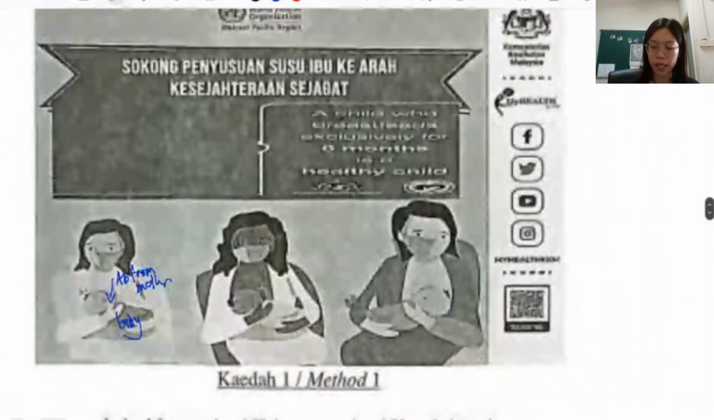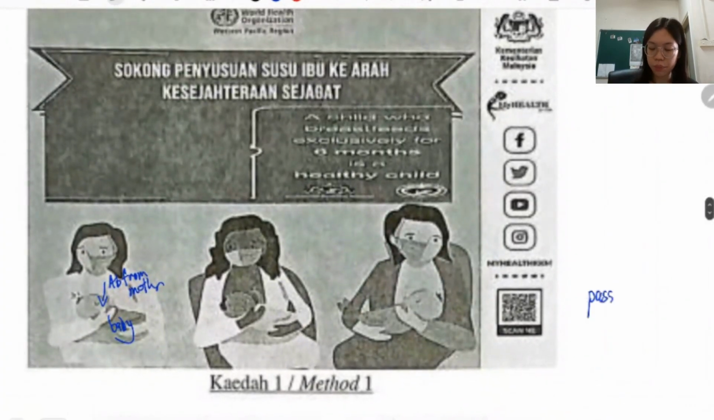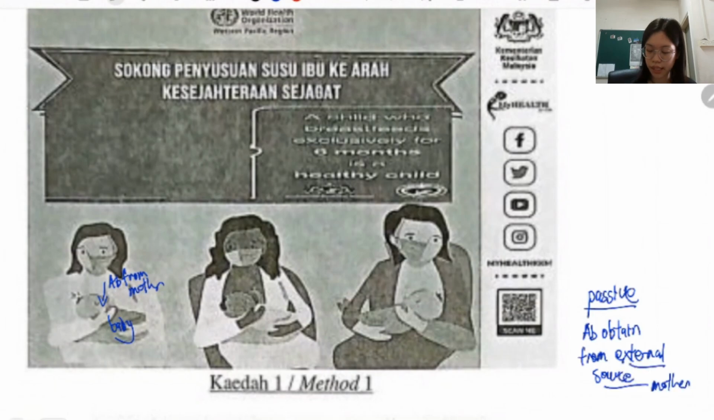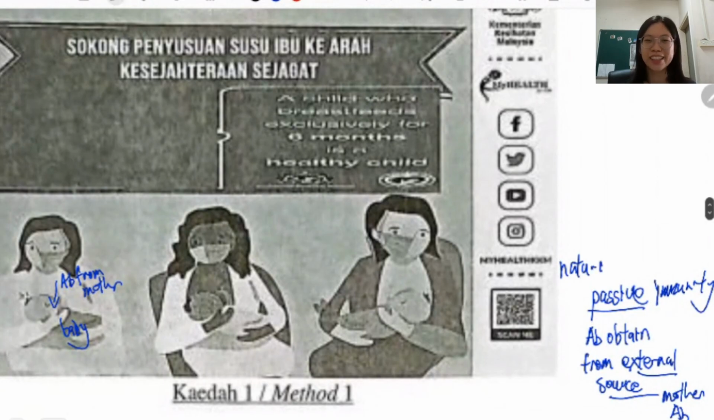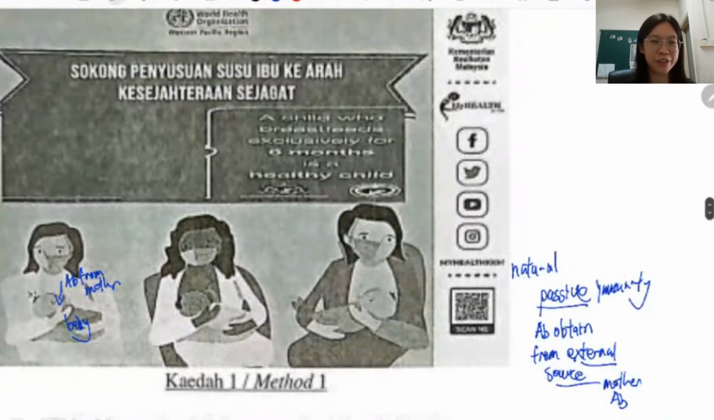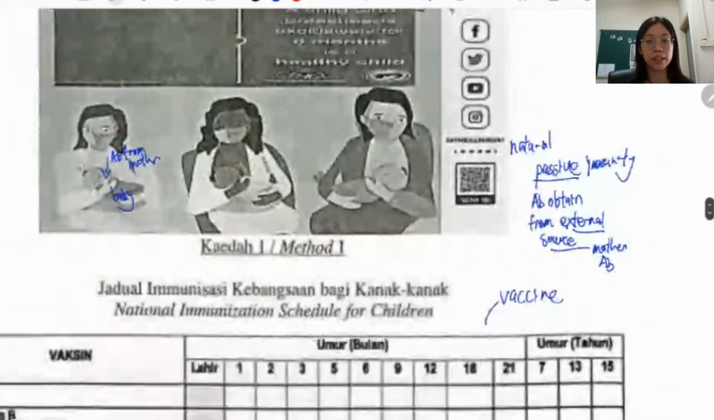So when you obtain antibodies, I write AB here, from an external source. Who is this external source? This external source is actually the mother's antibodies. So it is a passive immunity. How can you see if it is artificial or natural? This is basically the most natural way. It's not artificial. It comes in natural form. So it's a natural passive immunity.